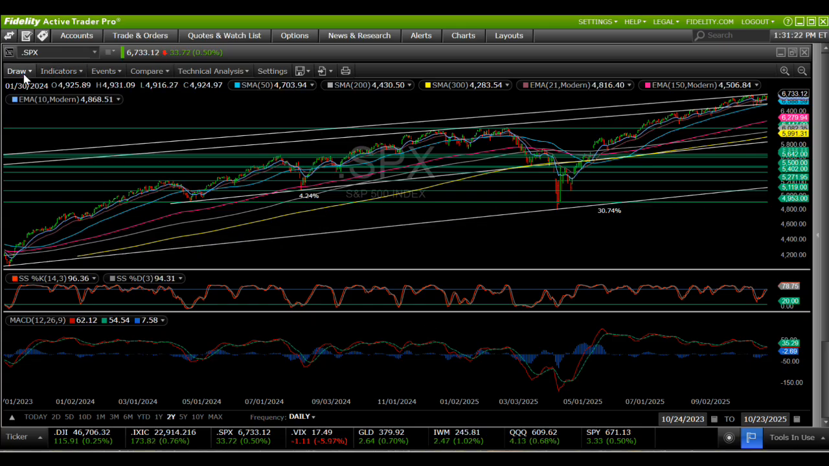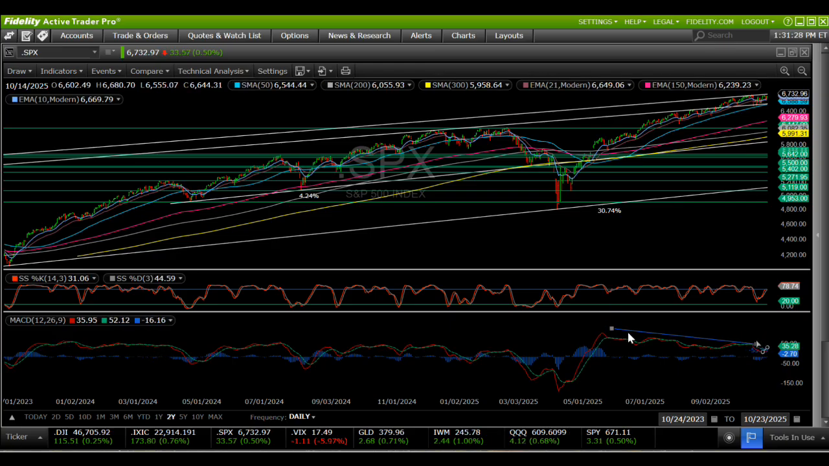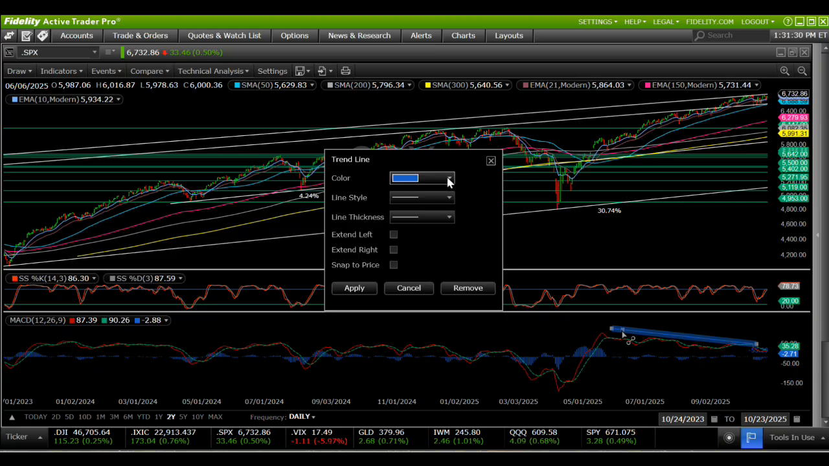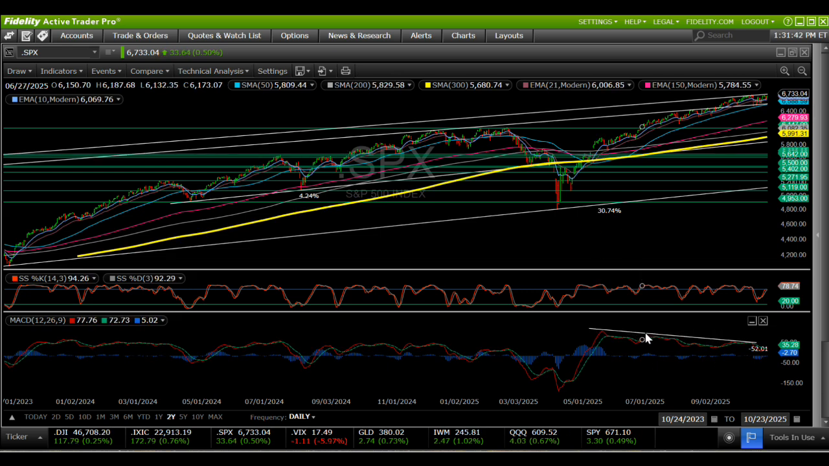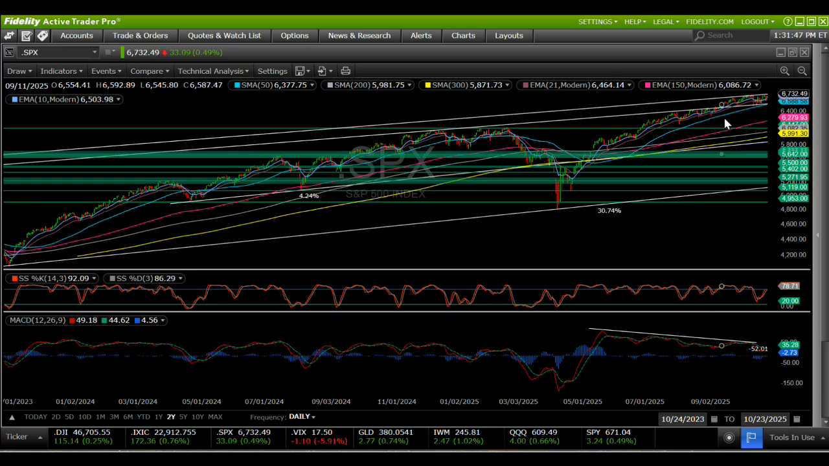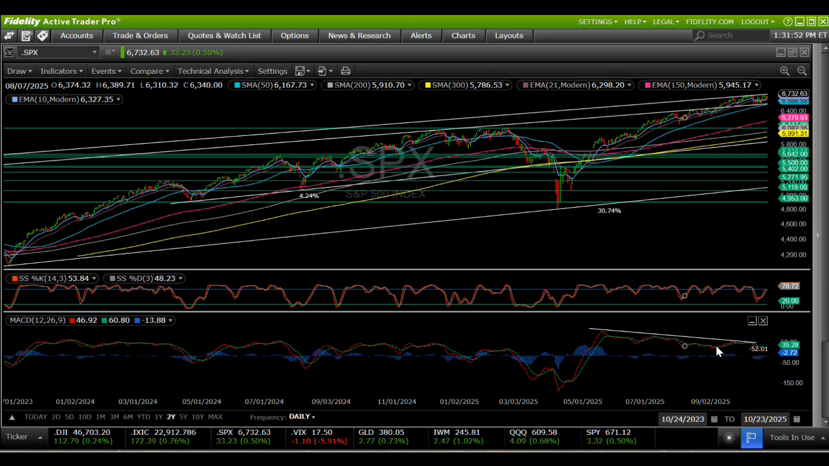I could even draw a channel here, just a quick one. You can just see here how this is making lower highs. If I touch these points here on the MACD, and again, this is moving average convergence divergence, see how that's going down. So every time we're making a new high in the market here on the S&P, and this follows for the NASDAQ as well, you can see as we're going higher and higher, this MACD is getting lower and lower.